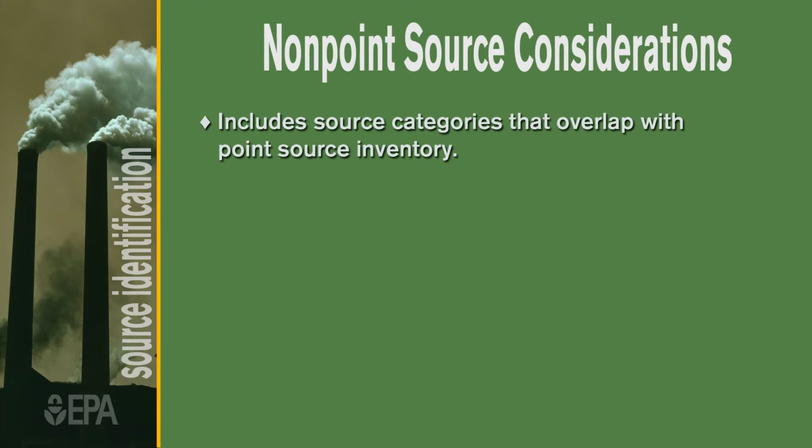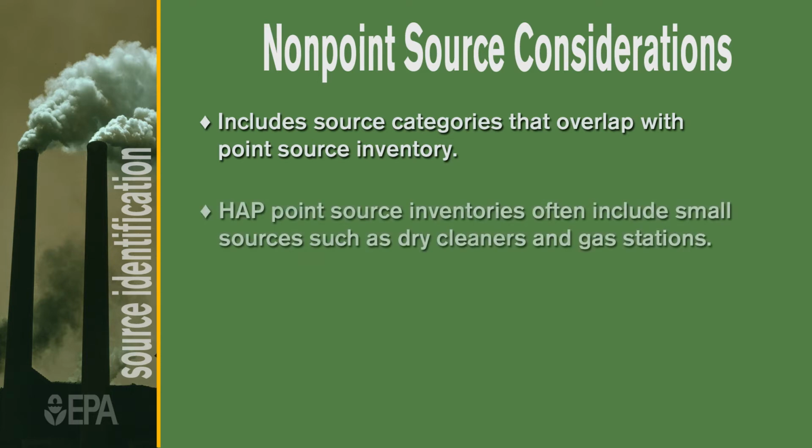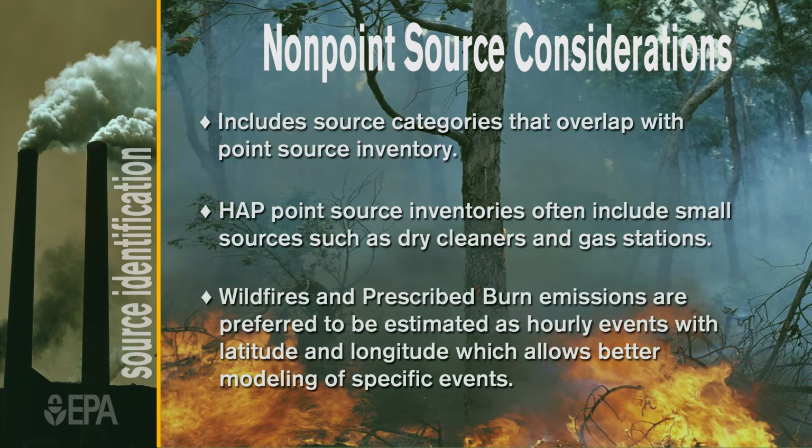What do we need to consider when we're developing inventories for non-point sources? First of all, in our inventories, we have to make sure that we are not double counting emissions with our point sources. So you have to make the decision, am I going to include that service station or dry cleaner or electroplater in a point source inventory or a non-point source inventory? For wildfires and prescribed burns, the current methodology is to estimate the emissions as hourly events with lat longs, and this allows us to model those specific events.